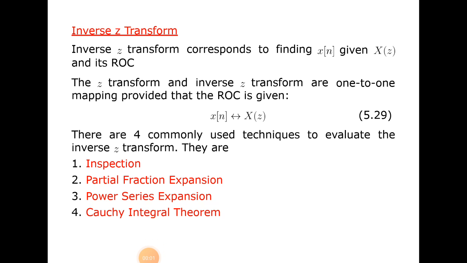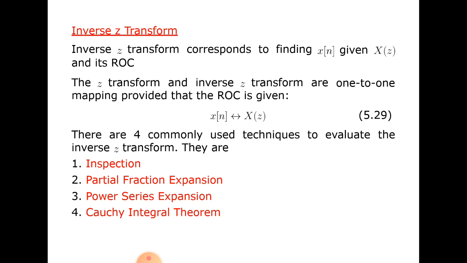Good morning students. In this class we are going to discuss the inverse Z transform, which corresponds to finding x of n, given x of z and its ROC. The Z transform and the inverse Z transform are a one-to-one mapping provided that the ROC is given. x of n lies between x of z.